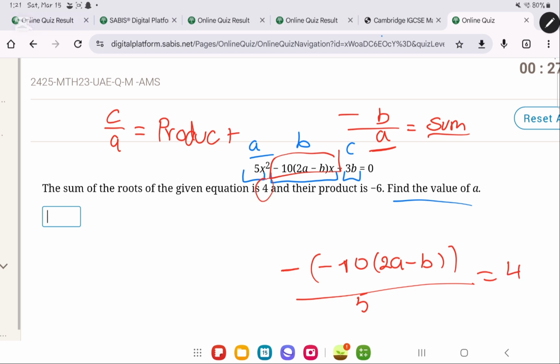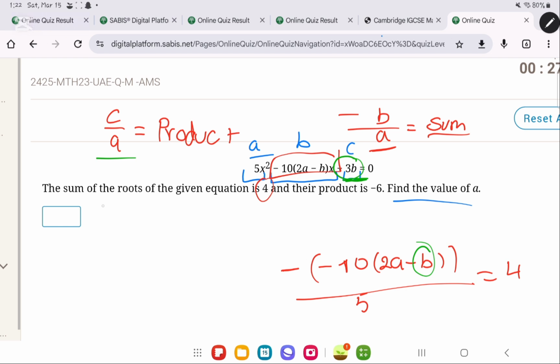Now this way will not work. Why? Because we are missing the value of b. And where is the value of b given? The value of b is given or located in c. So very simply, we know that c, we can use it in this equation, which is the equation of the product.